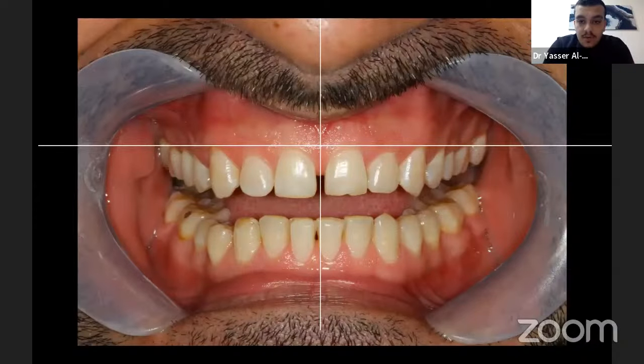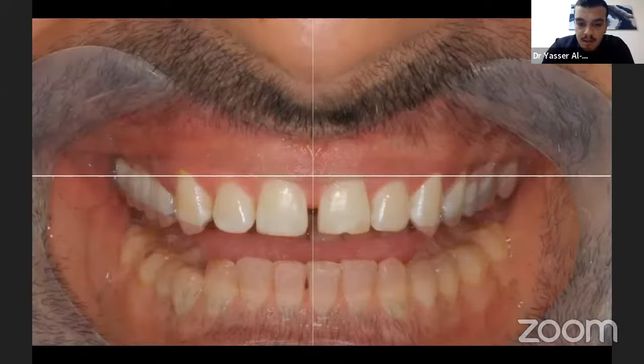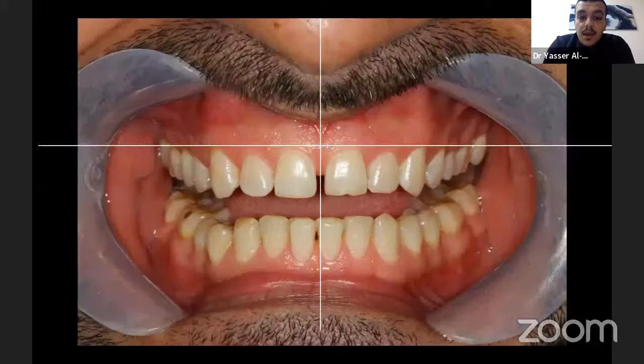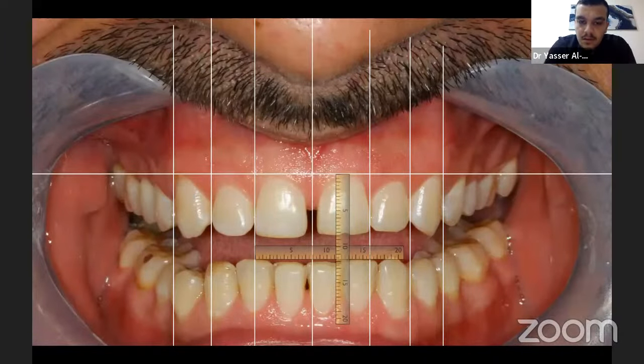I take photos of the patient and measure the distance between the centrals, from the distal side of the left central to the distal side of the right central, on the patient's mouth. I make it on the software with the measures from the patient's mouth, and I apply all the smile design parameters that we talked about before.